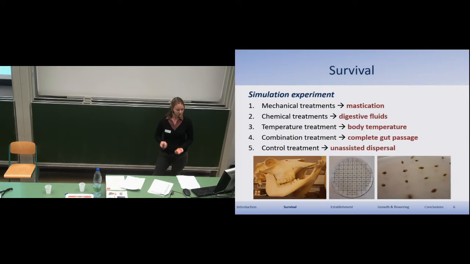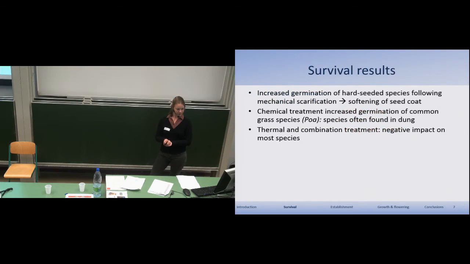I also used temperature treatments and a combination of all other processes, and I compared them with a control treatment. I used several typical grassland species in this research, and I measured the germination daily to know whether things get speeded up or not. And the main result of this research was that we found an increased germination of hard-seeded species, which are typically very slow germinating.